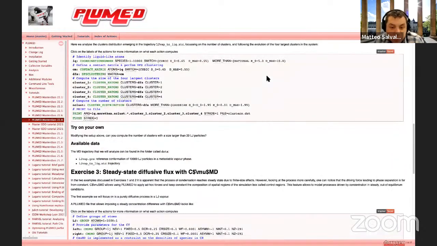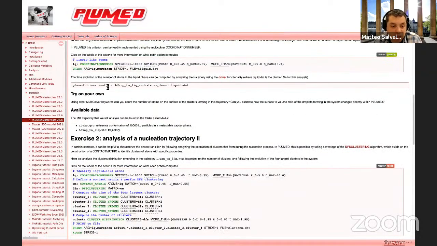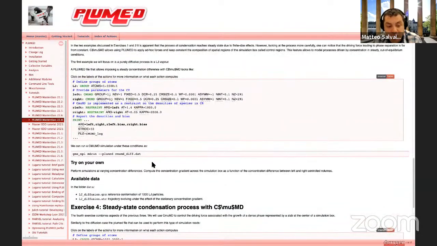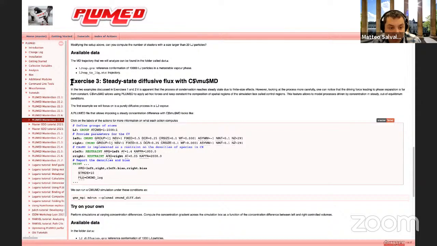The third and fourth examples depart a little from these two, because these two exercises were based on using PLUMED as a standalone code using driver. For exercises 3 and 4, the suggestion is to run a short molecular dynamics simulation using GROMACS patched with PLUMED and using SimuMD. Exercise 3 is the simplest one, based on imposing a steady-state diffusive flux using SimuMD.